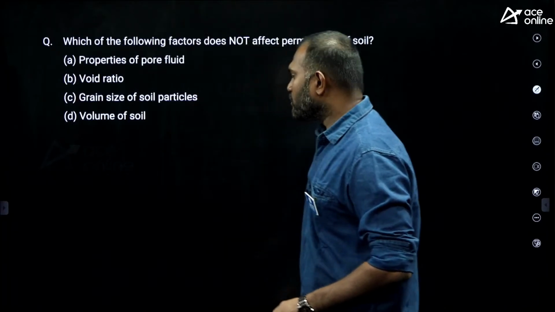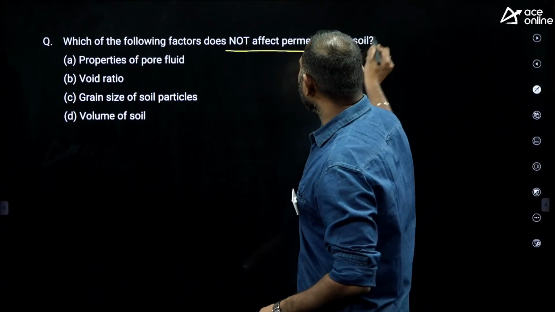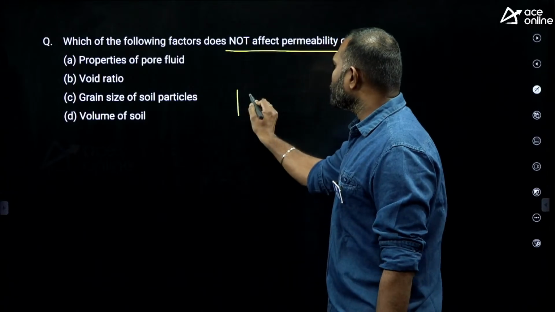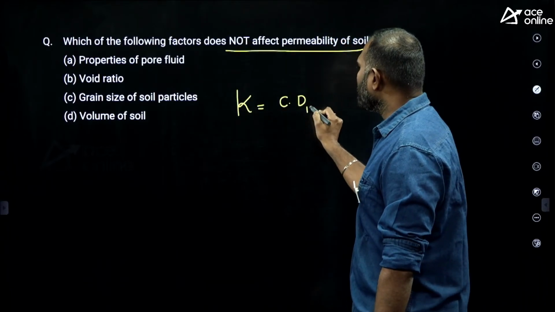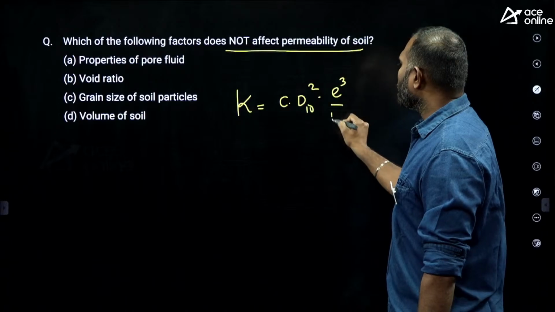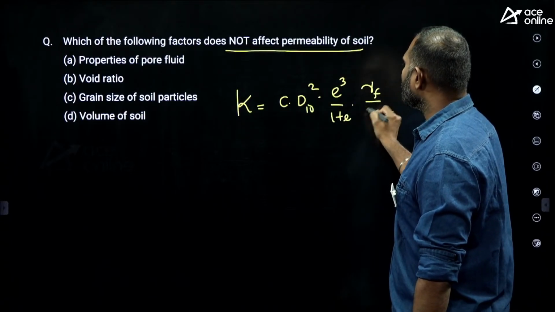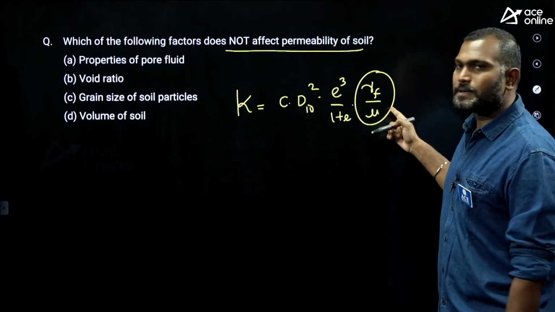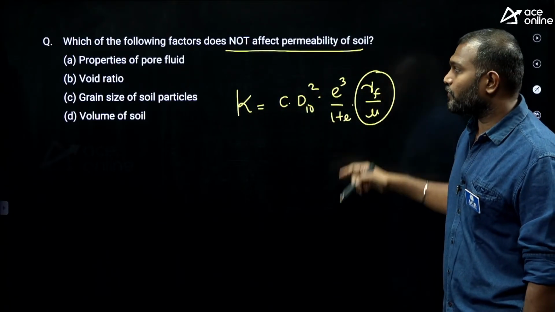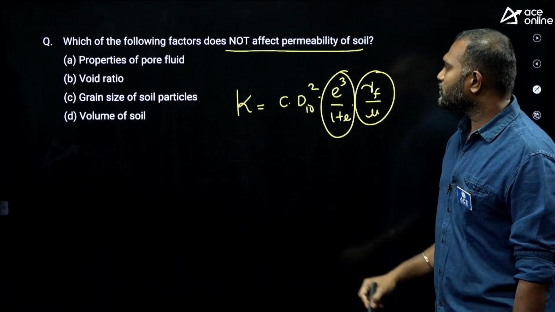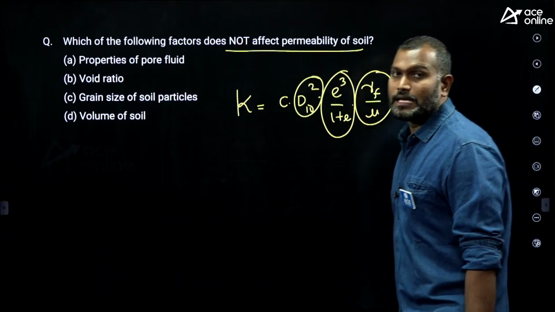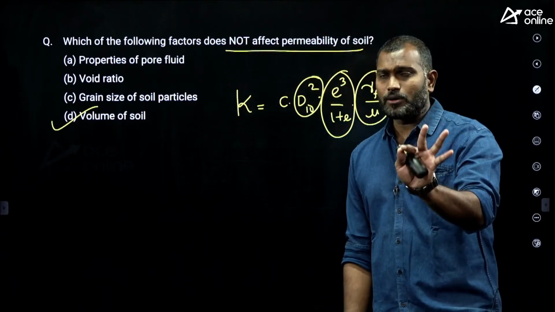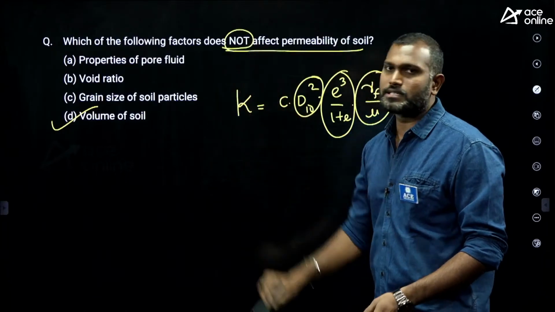Yeah. So, which of the following factors does not affect the permeability of soil? What are the various factors that do not affect the permeability? You know, K is equal to C into D10 square into e cube by 1 plus e, into gamma by mu. Properties of the pore fluid? Yes, obviously permeability depends upon viscosity of fluid, unit weight of the fluid. Void ratio, it depends. Grain size, it depends. It does not depend upon the total volume of soil. So, permeability does not depend upon the total volume. They're asking what does not depend.